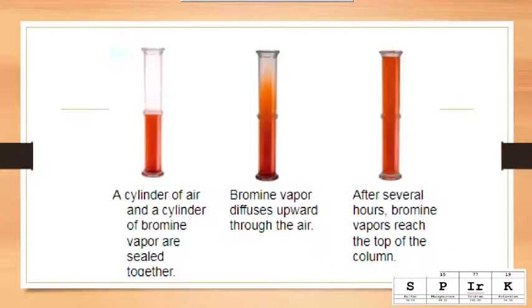So if we look at the cylinder of air and a cylinder of bromine vapor that are sealed together, the bromine vapor diffuses upward through the air. And after several hours, the bromine vapors reach the top of the column. They diffuse because the concentration of bromine is very high down here and very low up here. So the bromine is going to want to diffuse from high to low concentration, and so eventually it becomes uniform. It spreads out, much like the perfume will spread out throughout the whole room.